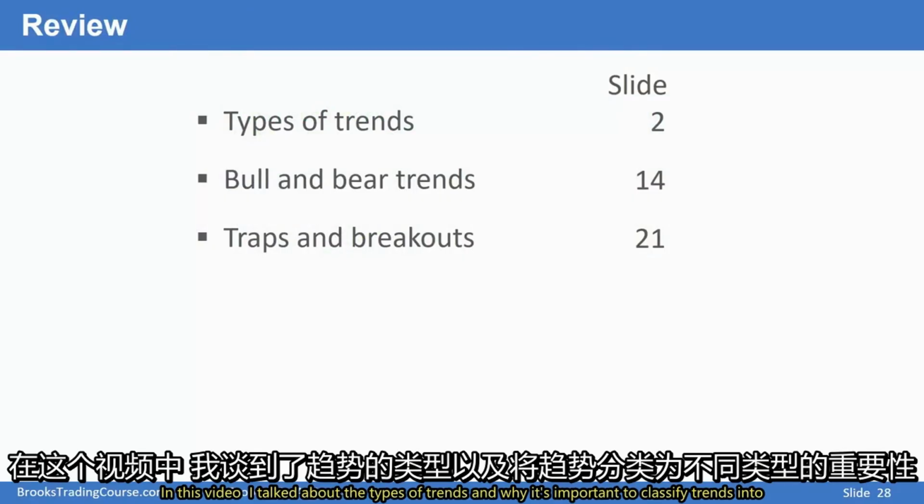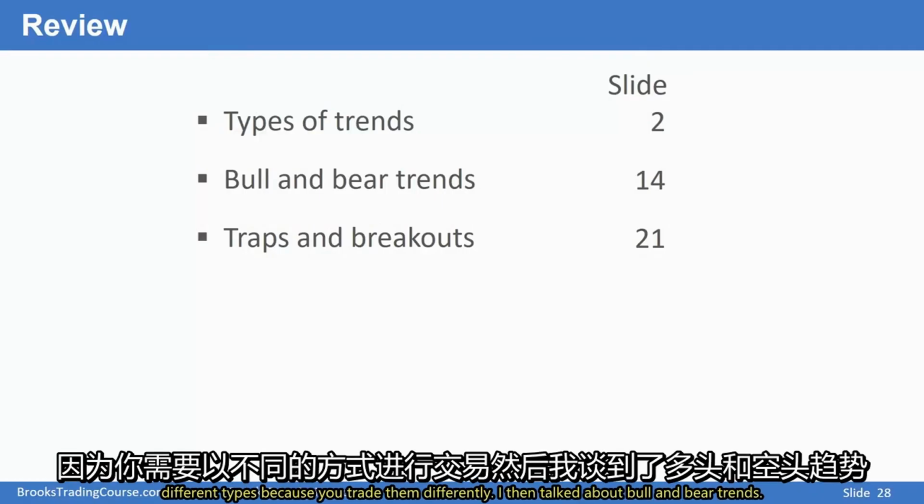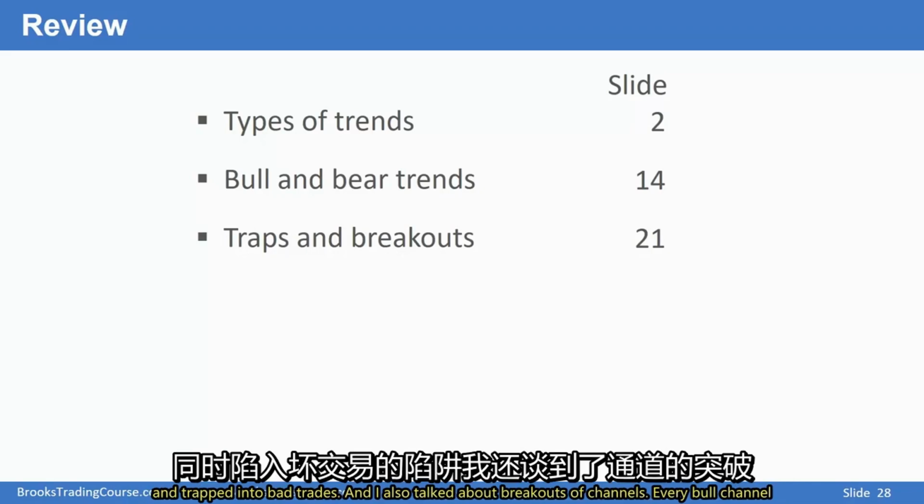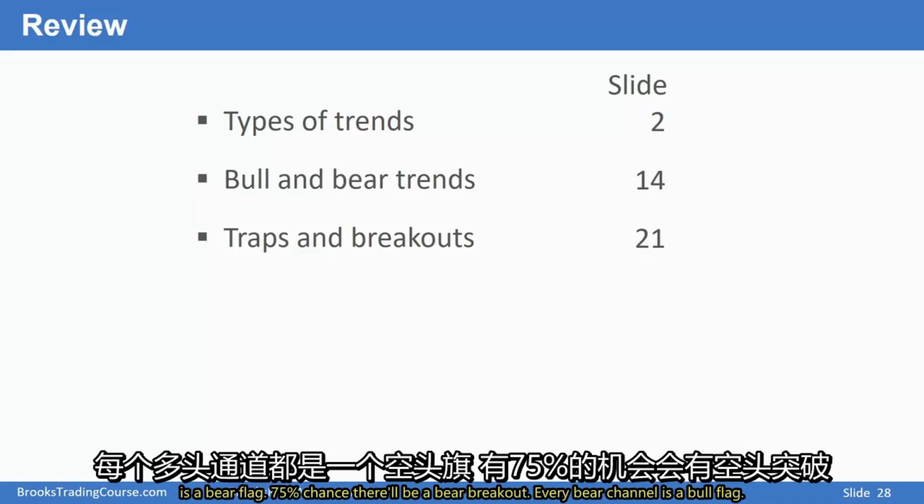In this video, I talked about the types of trends and why it's important to classify trends into different types because you trade them differently. I then talked about bull and bear trends. Finally, I talked about traps and breakouts, how beginners tend to get trapped out of good trades and trapped into bad trades. And I also talked about breakouts of channels. Every bull channel is a bear flag, 75% chance there'll be a bear breakout. Every bear channel is a bull flag, 75% chance there'll be a bull breakout.